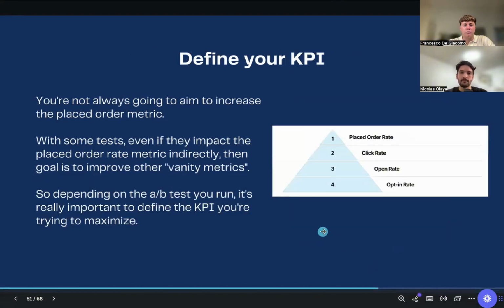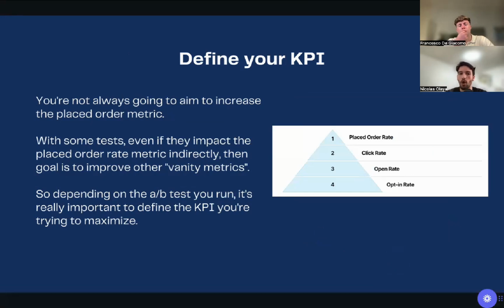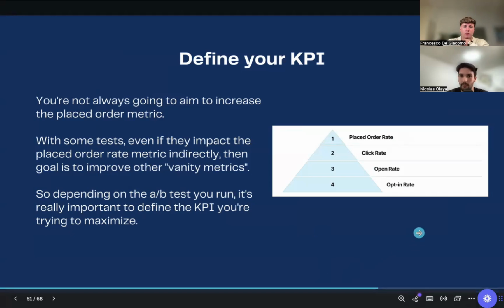Another thing after that is basically find your KPI. So you're not always going to aim to increase the place order metric, right? You have multiple KPIs. With some tests, for example, even if they impact the place order rate or the revenue generated metric indirectly, the goal is to improve other vanity metrics. So depending on the A/B test you run, it's really important to define the KPI you're trying to maximize. We've got place order rate, click rate, open rate, opt-in rate. So these are all KPIs we try to maximize. And I'm going to cover later what types of A/B tests you should run at all times, okay?